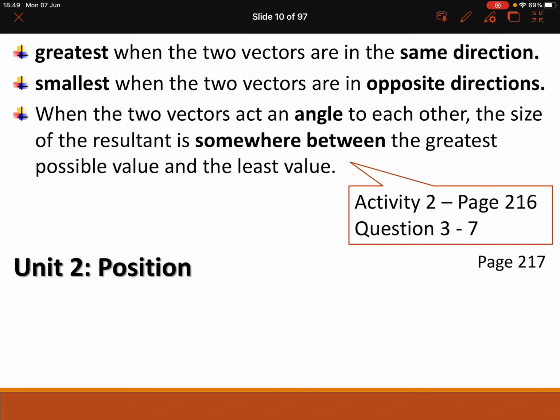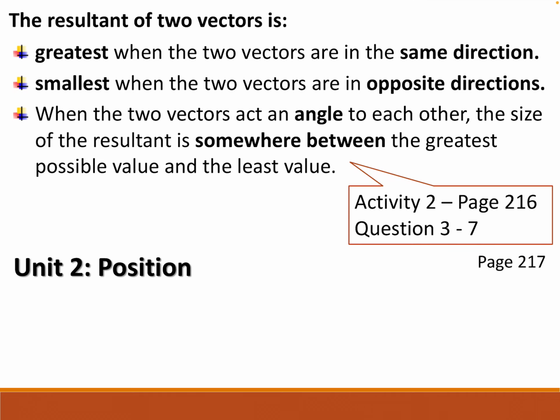Okay, let's start at Unit 2 of the mechanics, and what we're going to start with now is position. Position tells me where an object is. So first of all, we need to define where our starting point is. What are we referring to? Where do we say the position is from? Because without that, it doesn't make any sense.